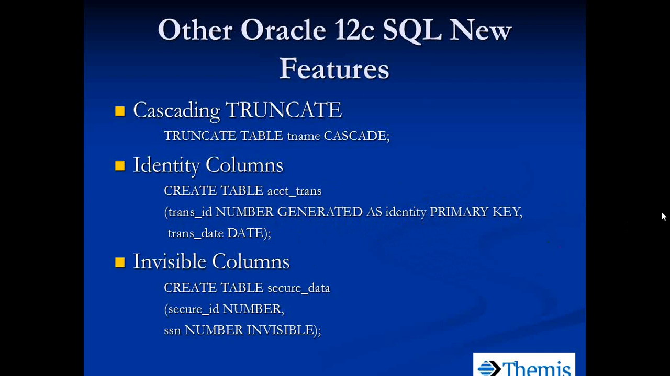Okay. I see a question there about how you find the current value that was just assigned from that identity. And that would be a con to this, because with a regular sequence, we could always use the currval pseudo column to find out the current value that was just assigned. We don't have that available to us here. This is just making it simpler code. It's not a separate object that we have to maintain. And so maybe identity columns are a good thing for you, maybe not so much. But just be aware that they're available for you to use.